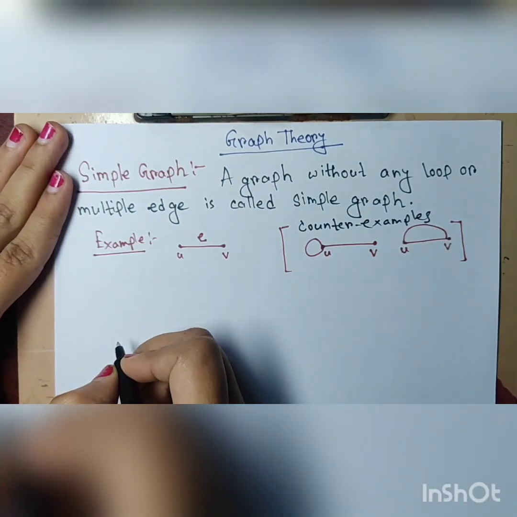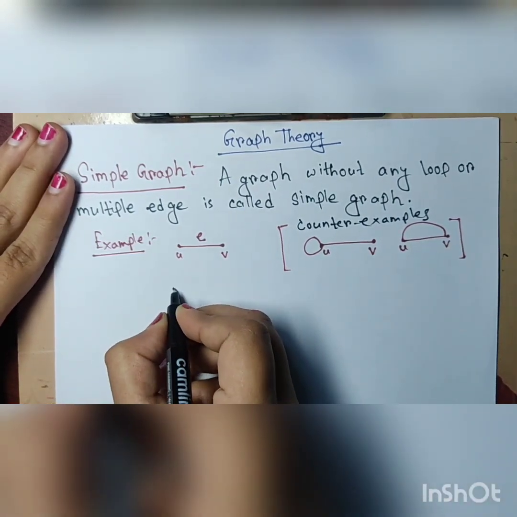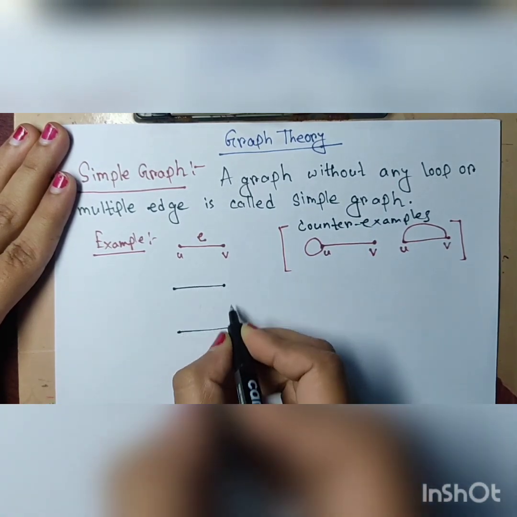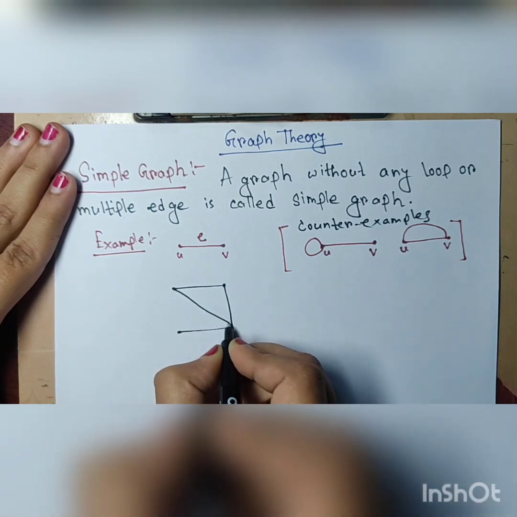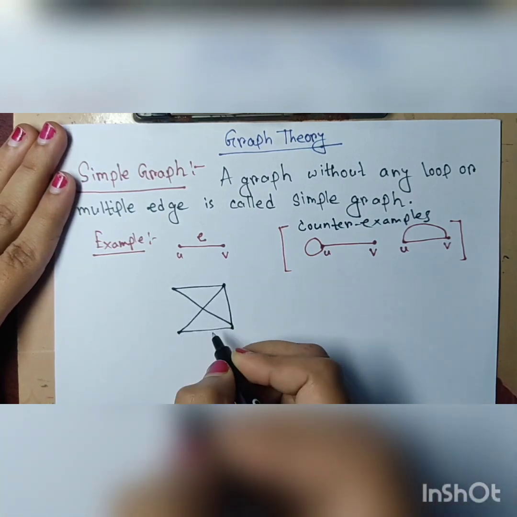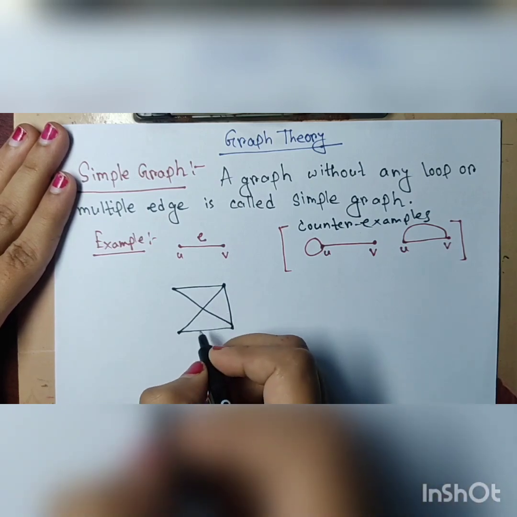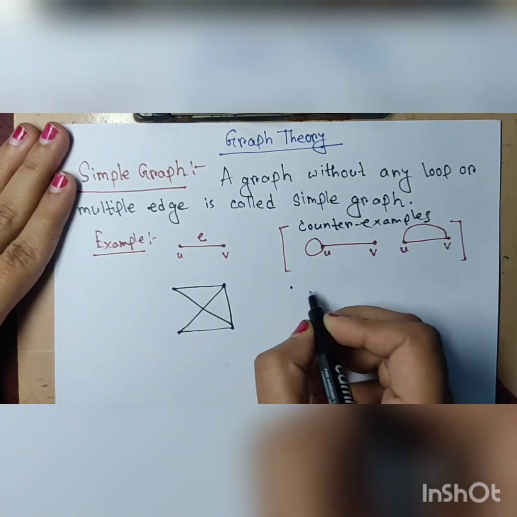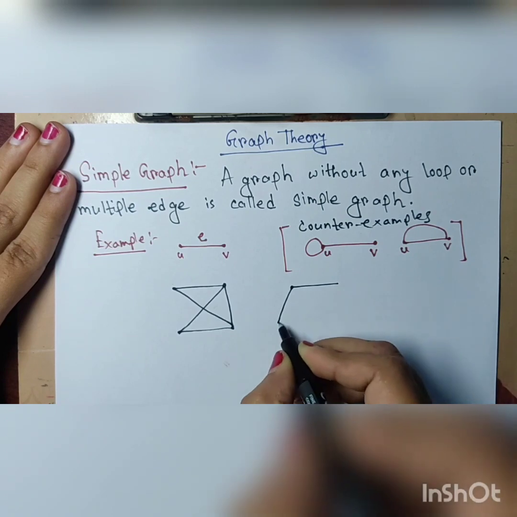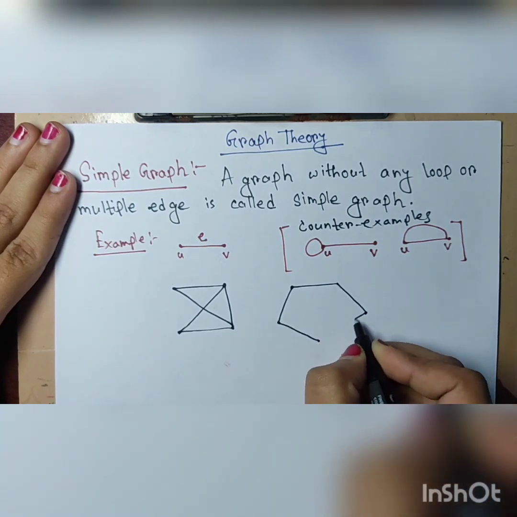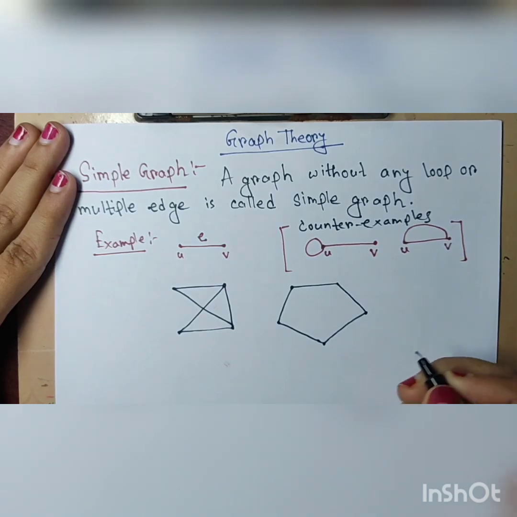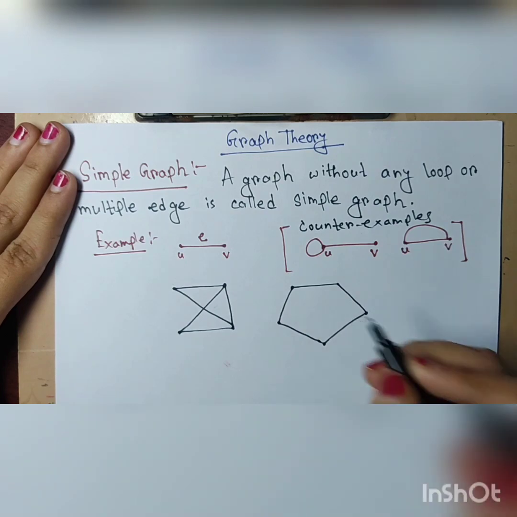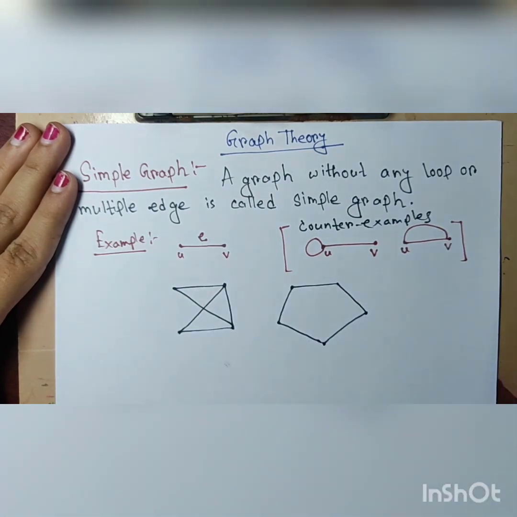Now we can consider another example. For example, let us take this graph on 4 vertices. We can see that there is no multiple edge, no loop, so it is also a simple graph. Okay, and we can consider one more graph. Let us take this one. This is also a simple graph because here also there is no multiple edge, no loop. Okay, so these are examples.